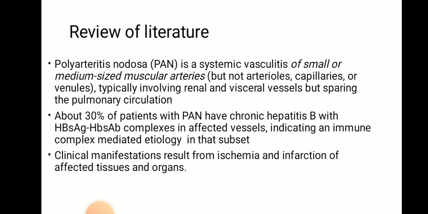Coming to review of literature, polyarteritis nodosa is a systemic vasculitis of small or medium sized muscular arteries, but not arterioles, capillaries or venules, typically involving renal and visceral vessels but sparing the pulmonary circulation. About 30% of patients with PAN have chronic hepatitis B with hepatitis B antigen antibody complexes in affected vessels, indicating an immune complex mediated etiology in that subset. Clinical manifestations result from ischemia and infarction of affected tissues and organs.